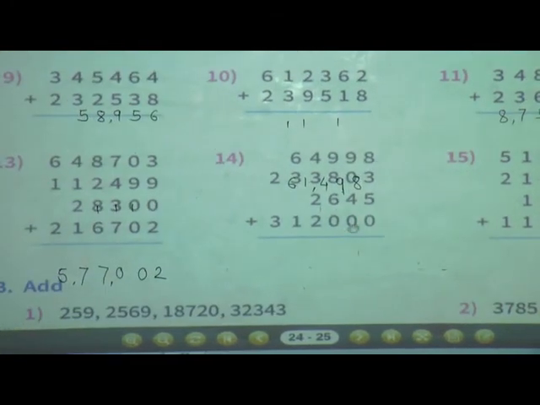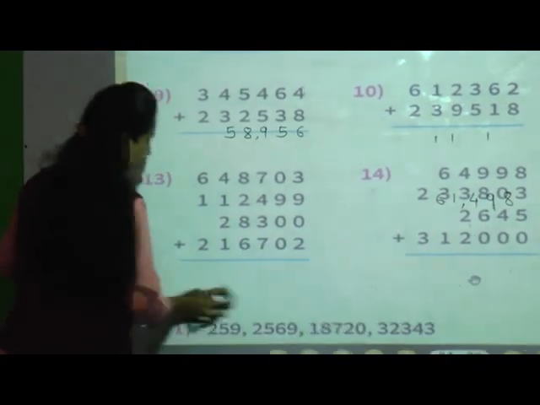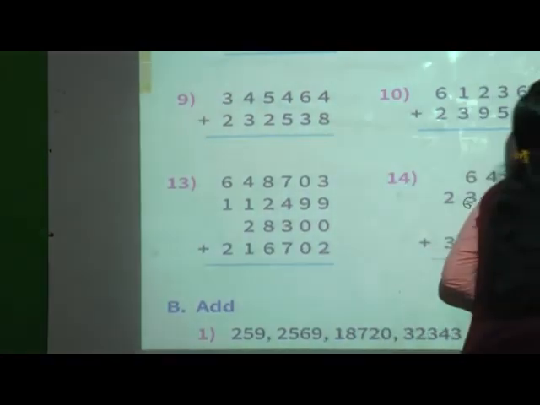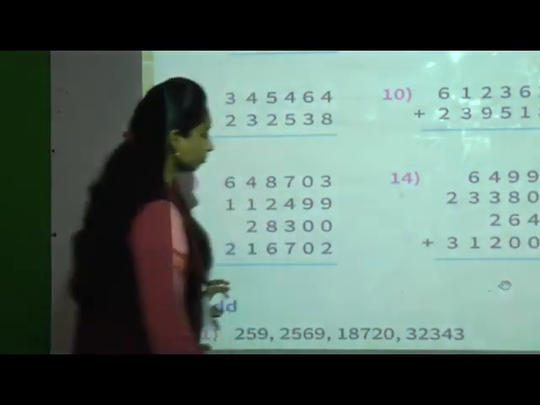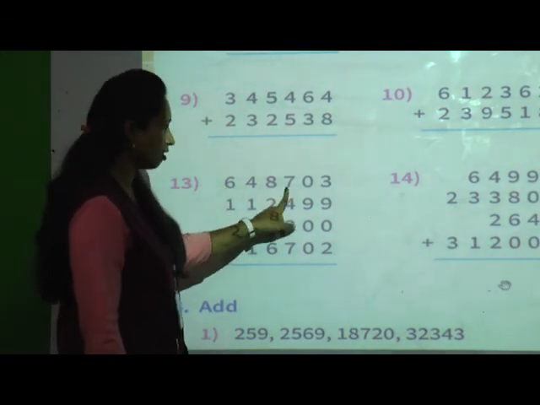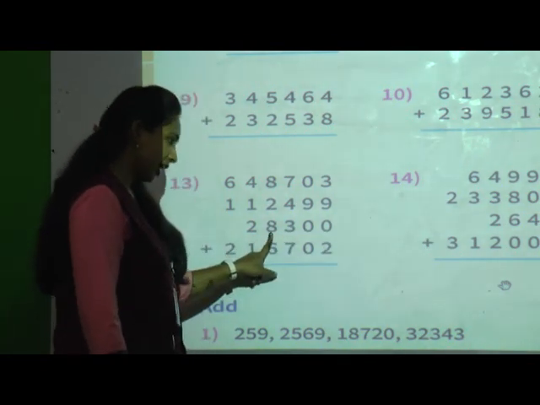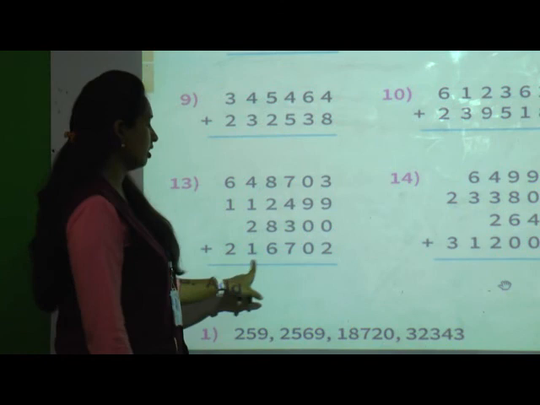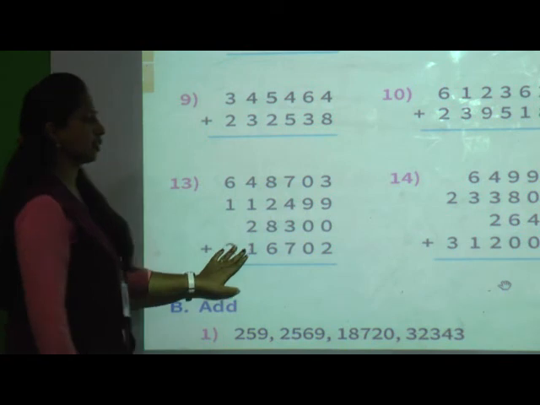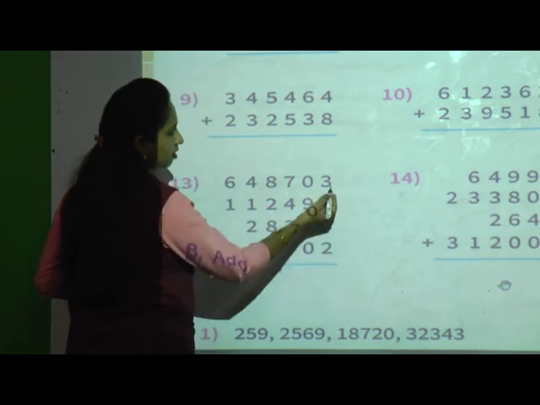Now we will solve 13th one, because in 13th one we have 4 numbers to add together. Okay, now we will see what are those numbers. 6,48,703, 1,12,499, 28,300 and 2,16,702. Now let us add all these numbers together. Okay, so we have to just regroup all the numbers together.